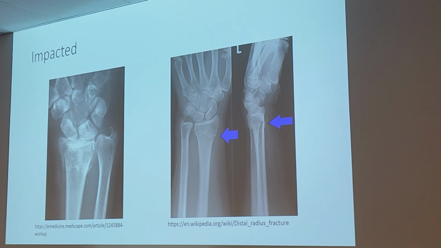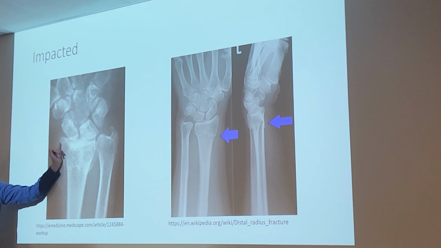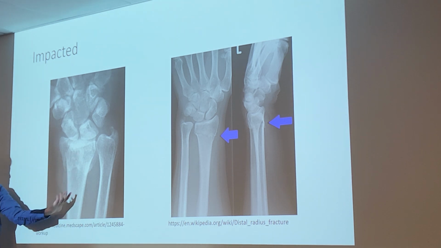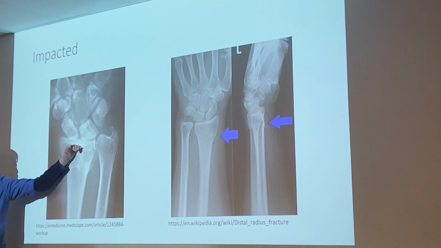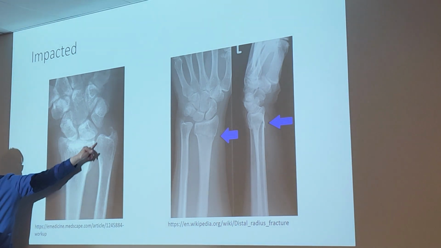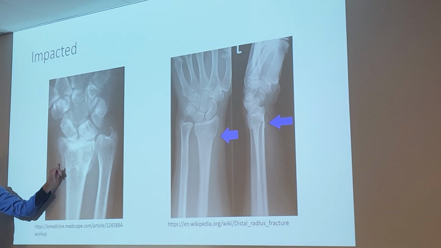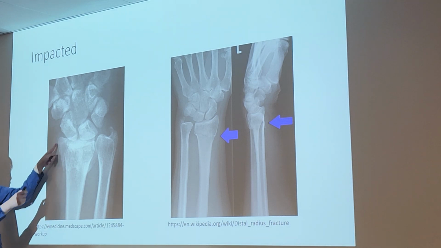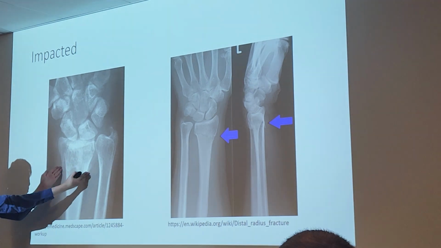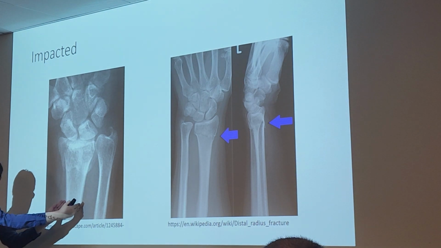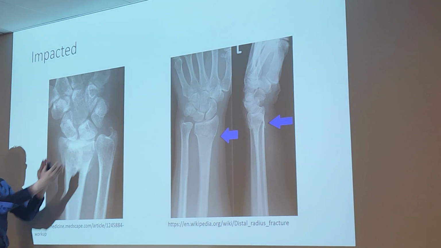Right, a couple more. In this case, we've got which bone right here? Radius. Radius, very good. And you can see the shaft of the radius got shoved into this very distal end of the radius here. Do you see that? You see the cortex here? But you also see the cortex here. So this got shoved in.